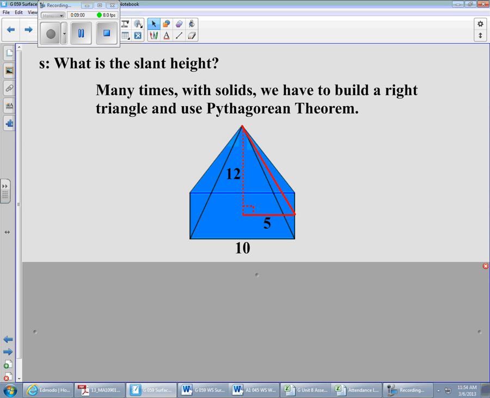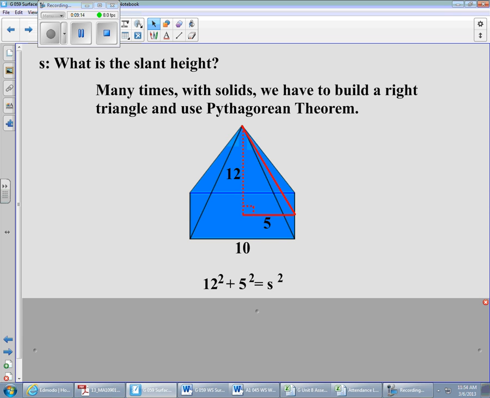Okay, so what's the hypotenuse in this particular instance? 12? Yeah, we're missing the hypotenuse this time, right? That's what our goal is going to be. So we're going to get 12 squared and 5 squared. Those are going to be our legs. And we know that those are the legs because those are the two that are perpendicular. They build the right angle.